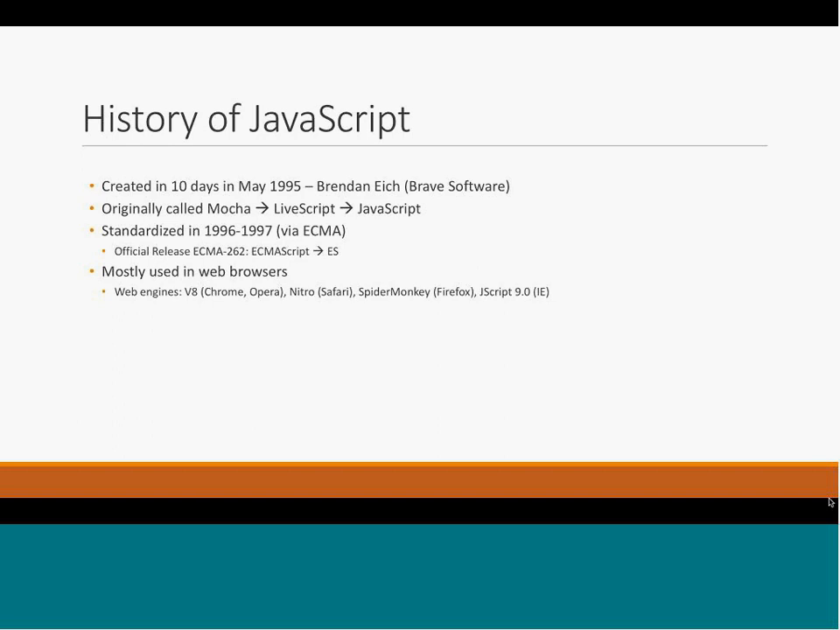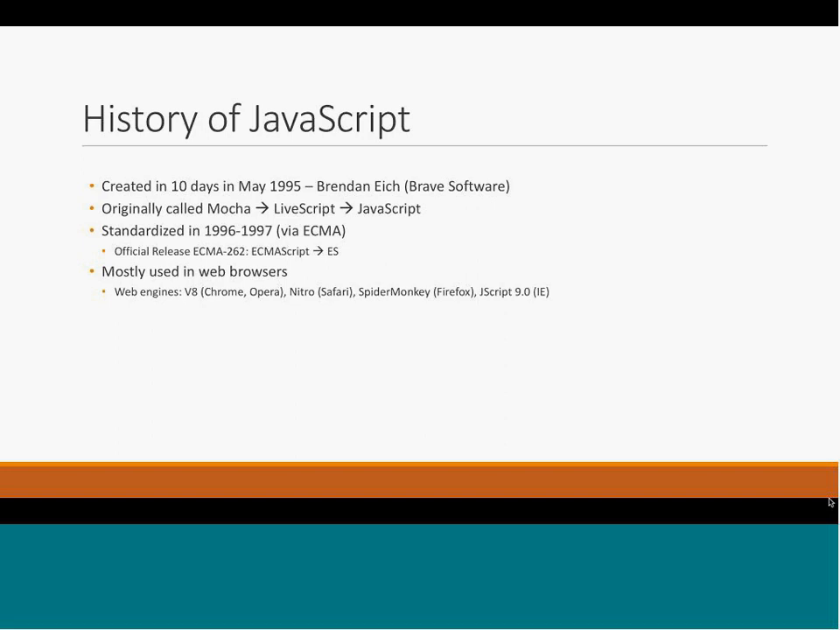A history of JavaScript, really fast. It was created in 10 days in May 1995 by Brendan Eich, who's currently at Brave Software. Originally called Mocha, then it was called LiveScript, then it was called JavaScript. The theme was a marketing tool. When JavaScript was trying to get popular, it changed from LiveScript to JavaScript because Java at that moment was the most popular programming language. So please understand that JavaScript does not have a relationship with Java.